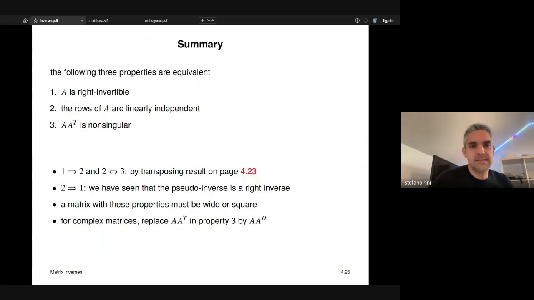Good. So a little bit of summary here. The three properties are equivalent. A is right invertible. The rows of A are linearly independent. A times A transpose is non-singular. Good. Let's see what we want to do after. I don't want to push too much, but we're pushing up toward the QR decomposition, which is going to be nice.